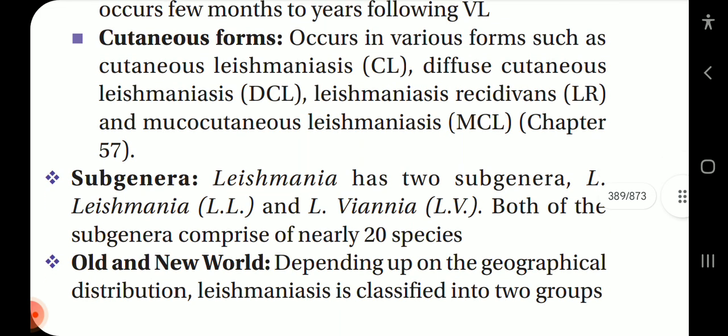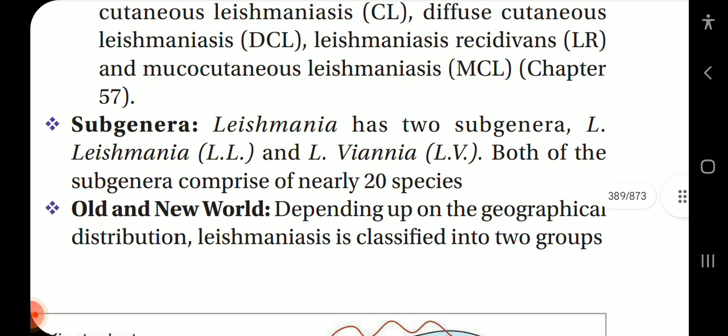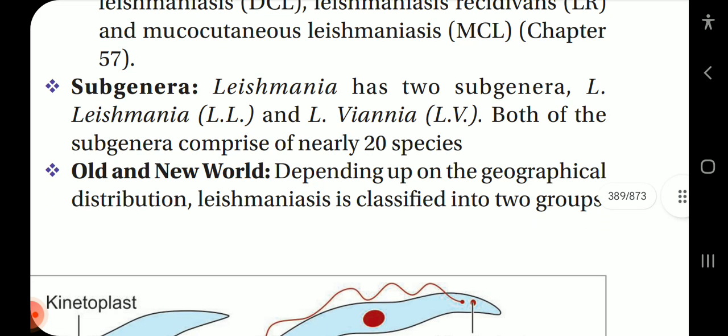Cutaneous forms occur in various forms such as cutaneous leishmaniasis (CL), diffuse cutaneous leishmaniasis (DCL), leishmaniasis recidivans (LR), and mucocutaneous leishmaniasis (MCL). Subgenera. Leishmania has two subgenera, Leishmania Leishmania and Leishmania Viannia. Both of the subgenera comprise nearly 20 subspecies.